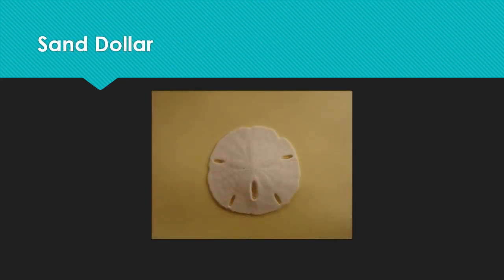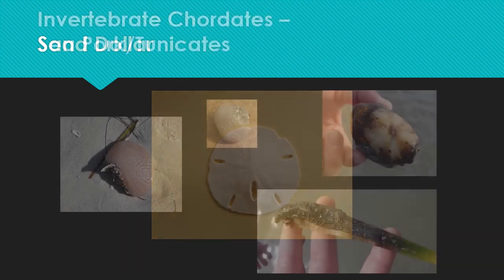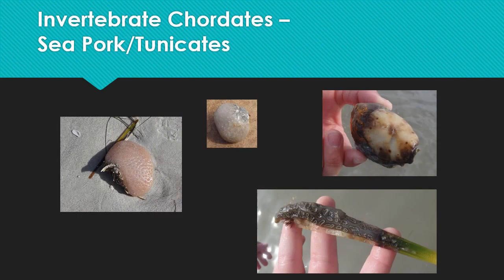The sand dollar is a flattened sea urchin. Now, invertebrate chordates, we belong to chordates, that means dorsal nerve cord, but there are simple ones, the tunicates, and all of these are examples of tunicates. The ones on the left are called sea pork. They are all tunicates. They filter feed. As larvae, they resemble fish.